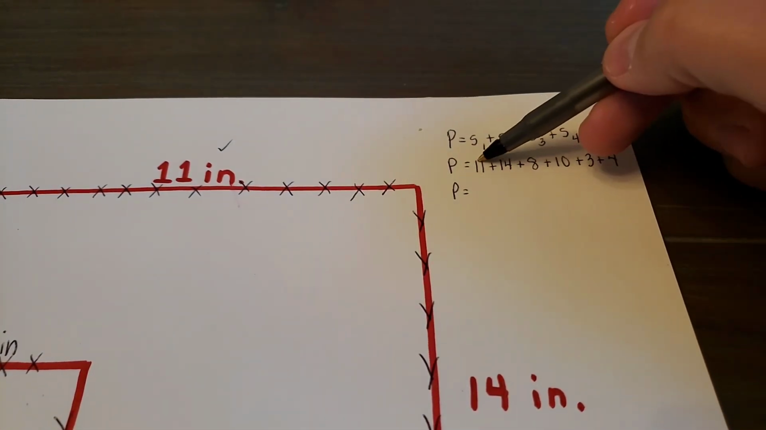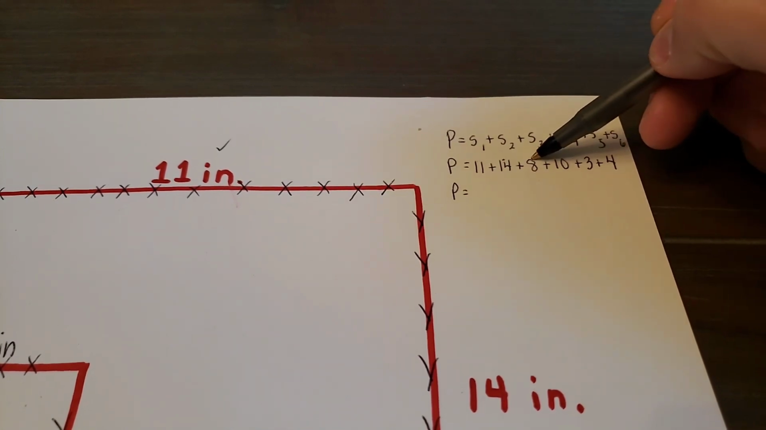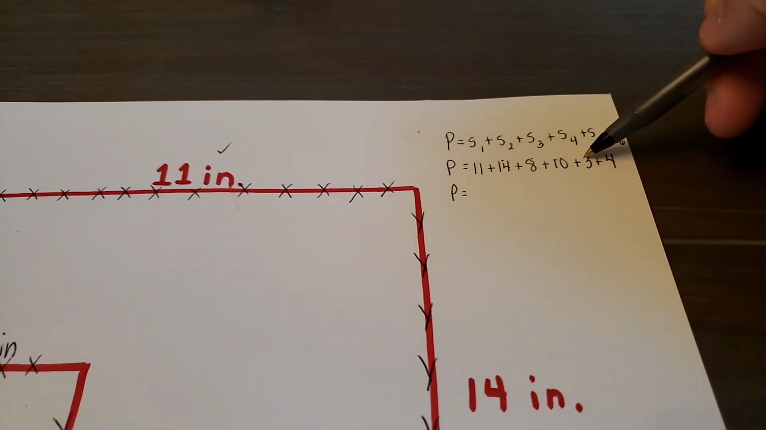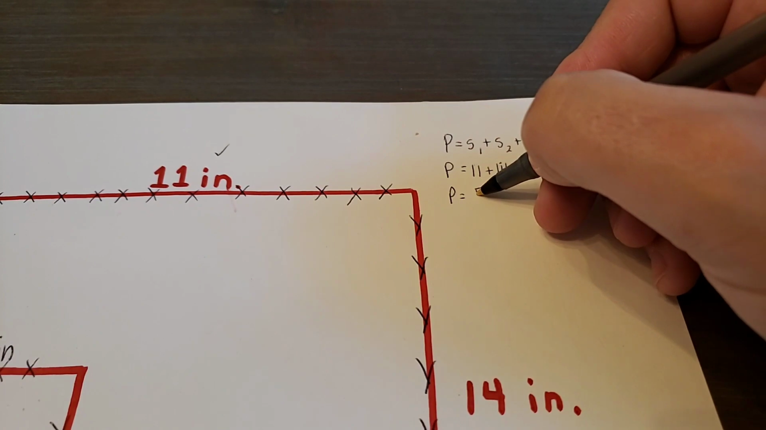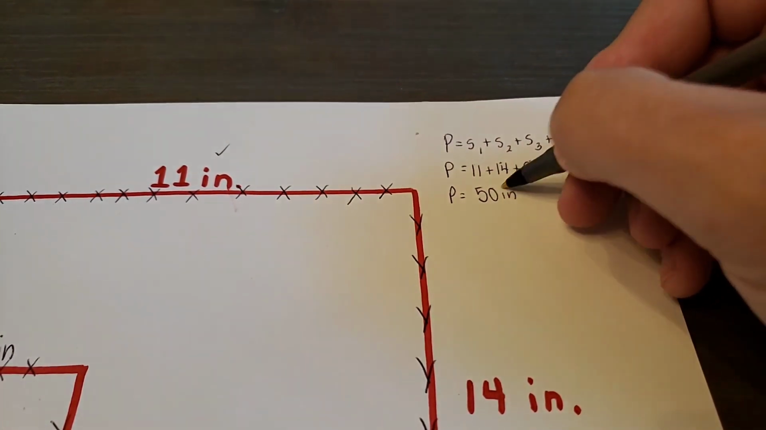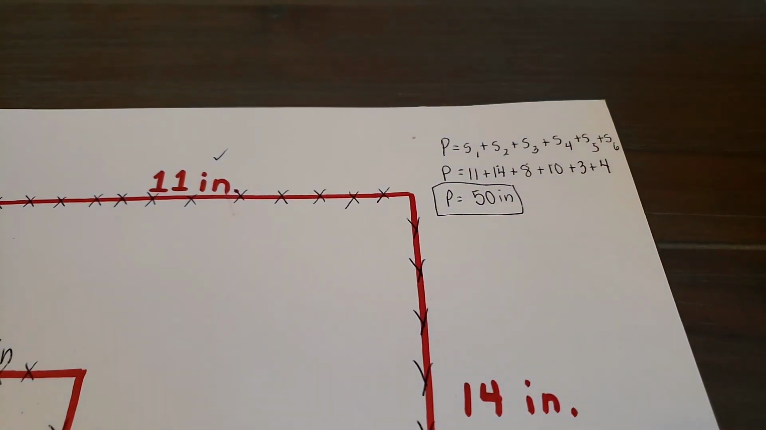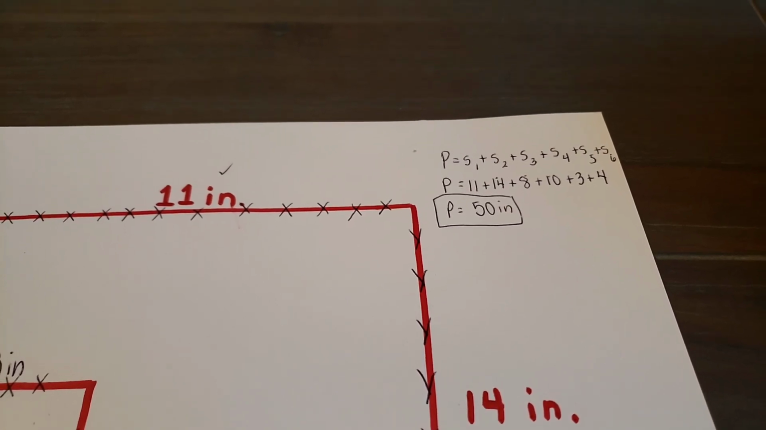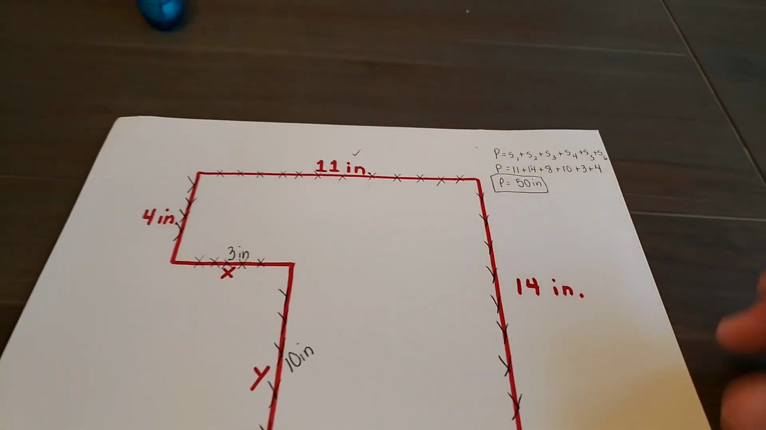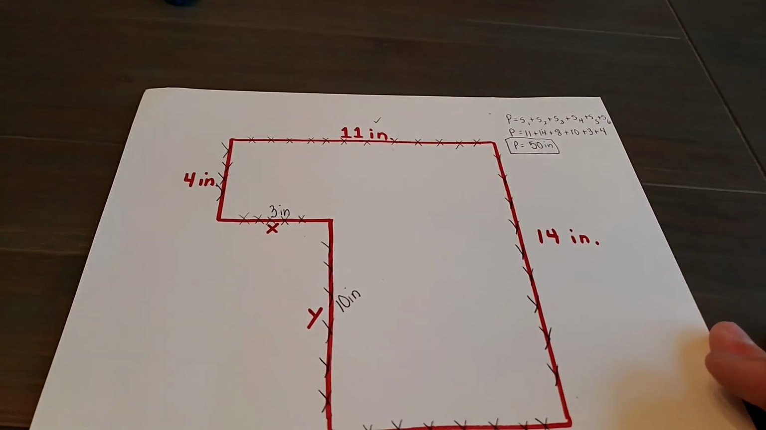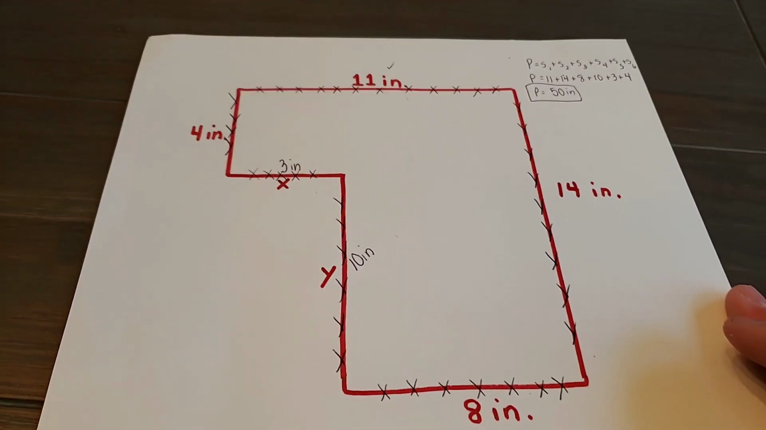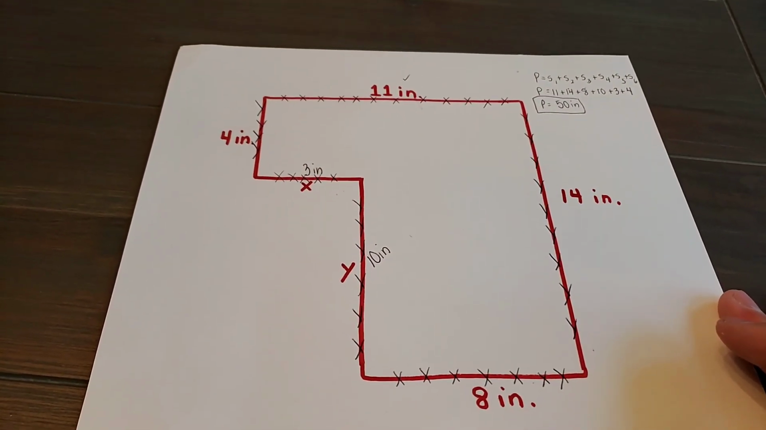So we got, what, 11 and 14 is 25, 33, 43, 46, 50 inches is my perimeter. Okay, make sure you send me a picture of this so I can see that you've done this, obviously. Did you get it right? 50 inches for the perimeter.